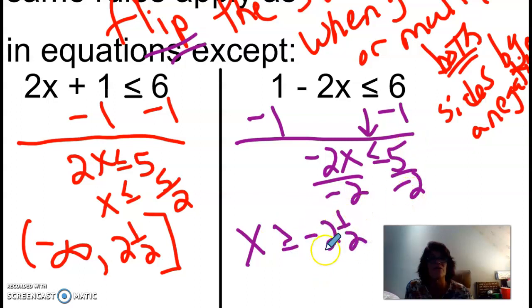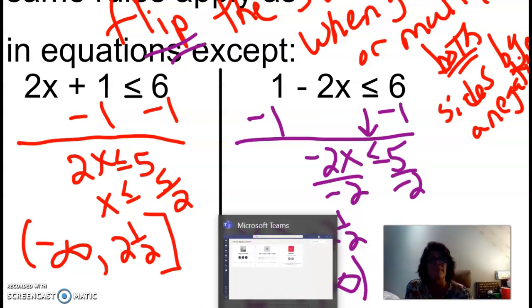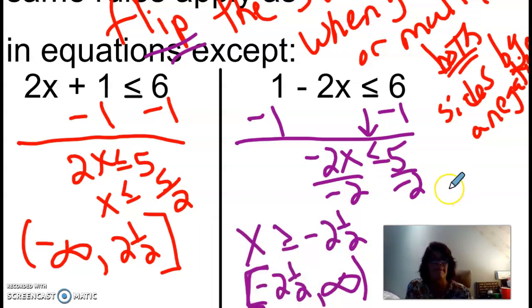5 divided by negative 2 is negative 2.5. So my answer is negative 2.5 up to infinity. That's what x is greater than or equal to negative 2.5 means. That's how you write that in interval notation. Okay? So just be careful.